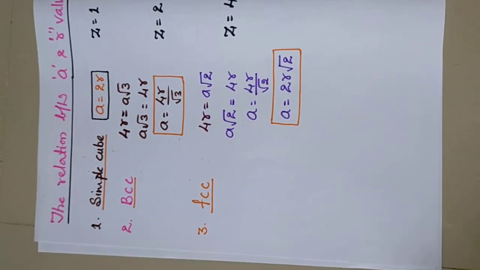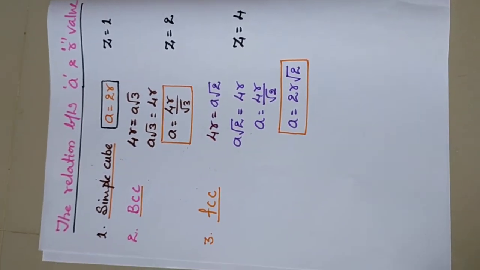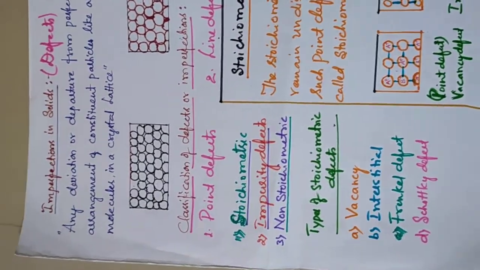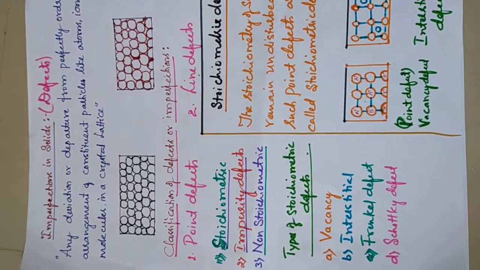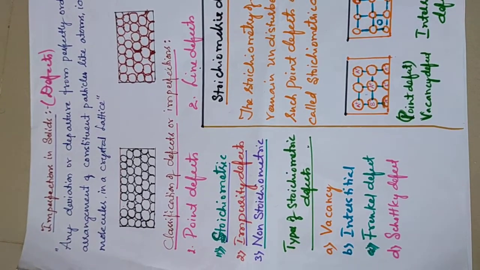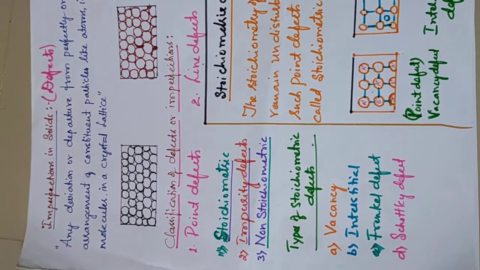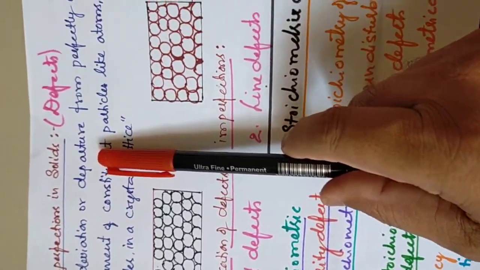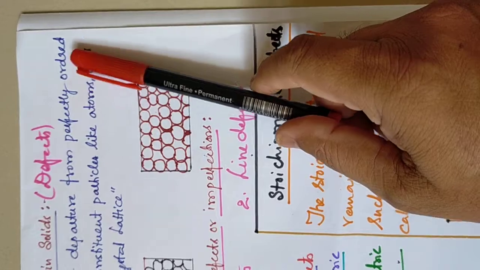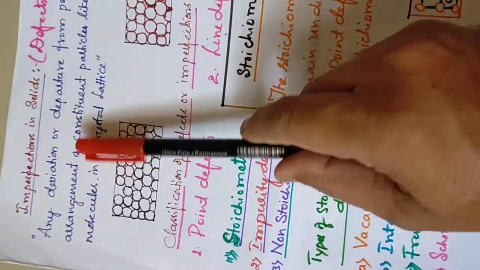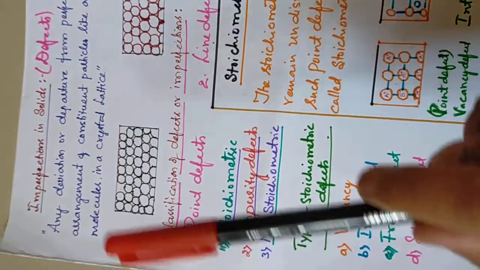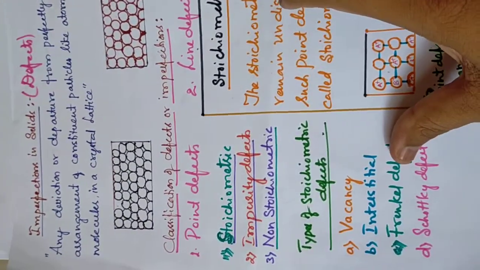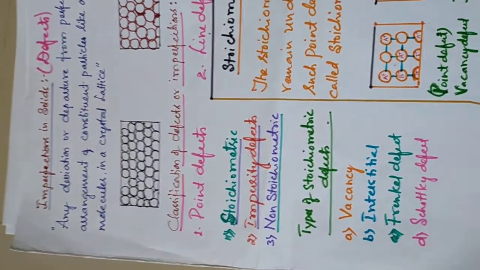The one thing is that last time I told you about imperfections. Here is about the imperfections in solids. Imperfection is any deviation or departure from the perfectly ordered arrangement of constituent particles, any misarrangement. That is called a defect, that's called imperfection.